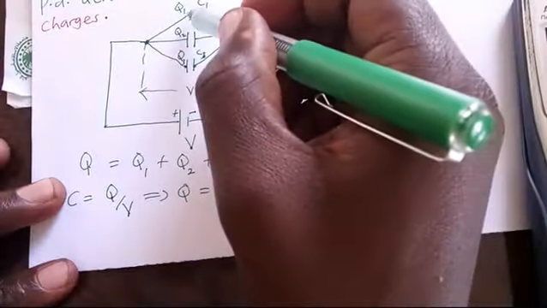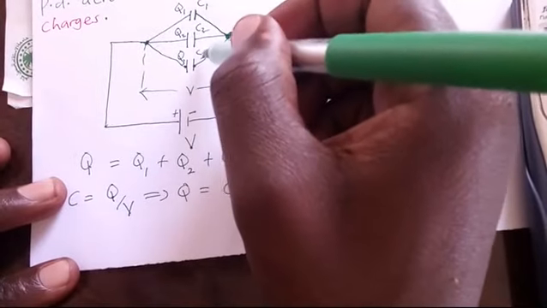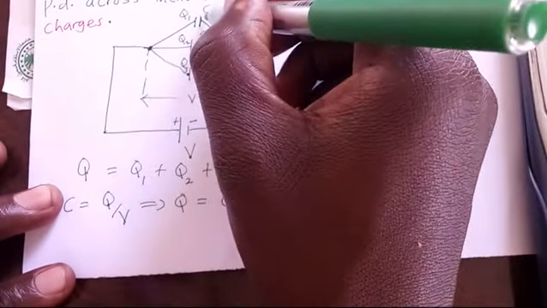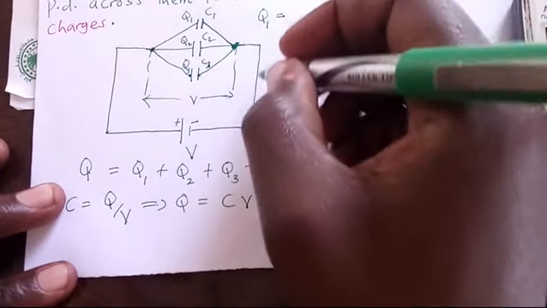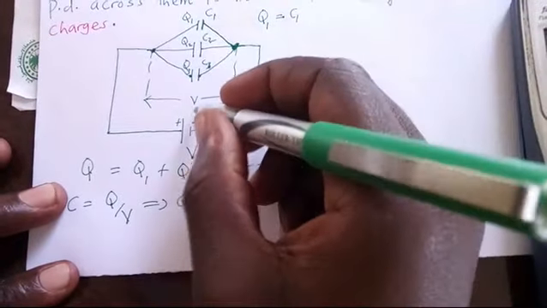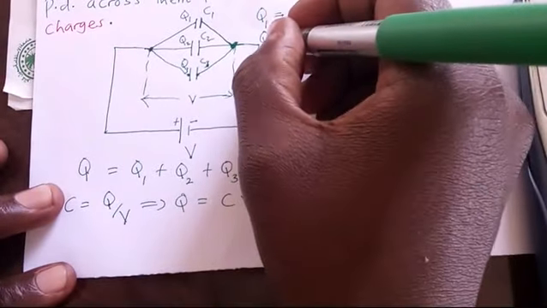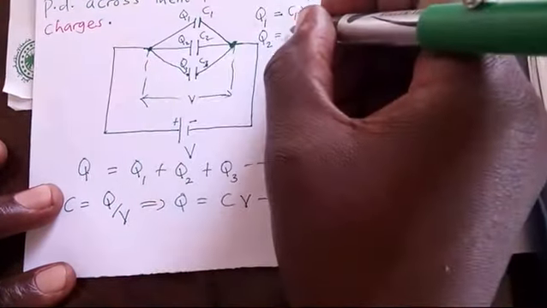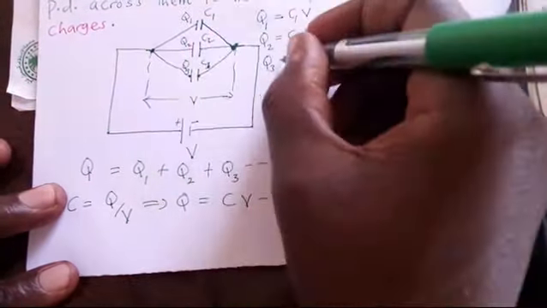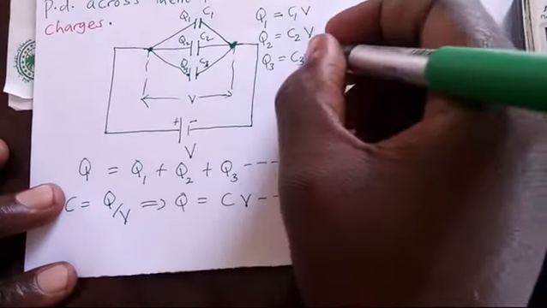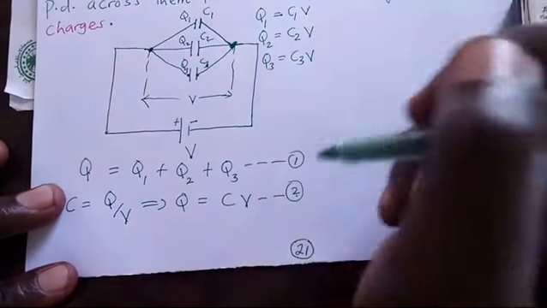Now I can apply this second formula to C1, C2, and C3. If you take the first capacitor, the charge it stores is Q1. This is equal to its capacitance C1 times its PD. The PD is the same for all of them, so times V. Then Q2, the charge stored by the second capacitor, is equal to C2V. And Q3, the charge stored by the third capacitor, is its capacitance value C3 multiplied by V. The same V throughout. We don't have to write V1, V2, V3.